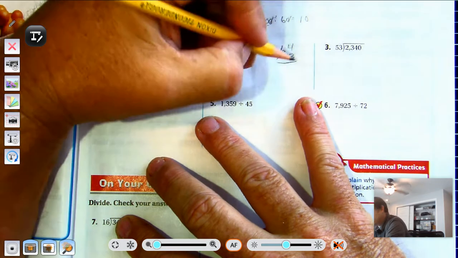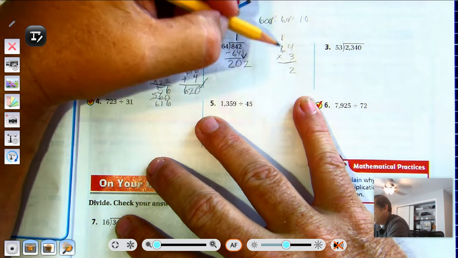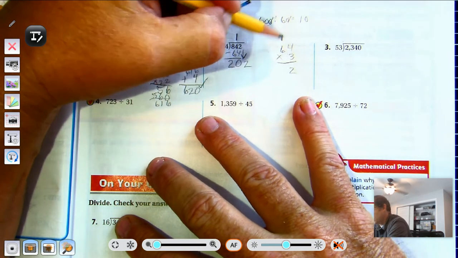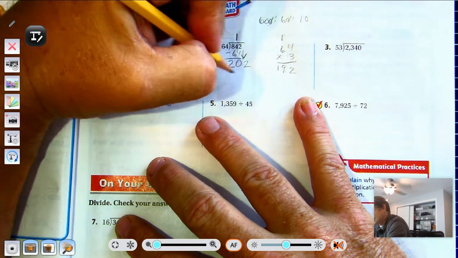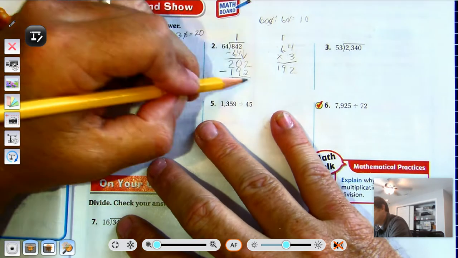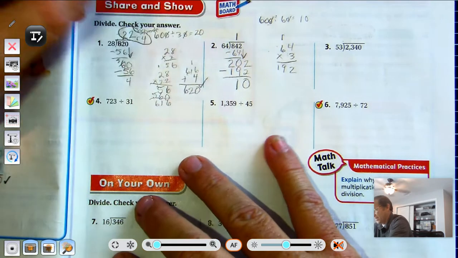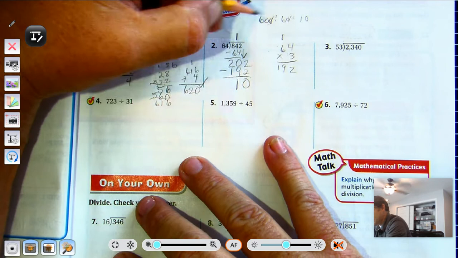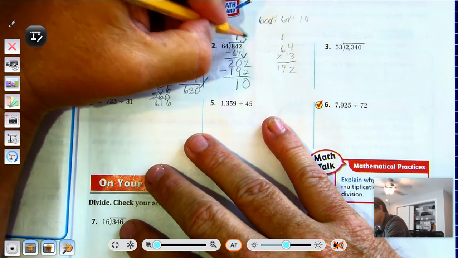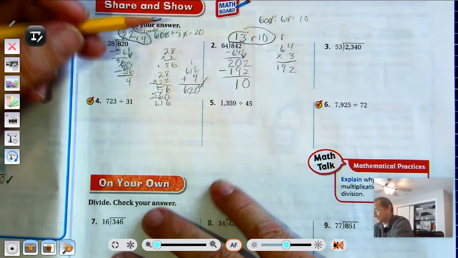3 times 4 is 12. Regroup that as 1 ten and 2 ones. 3 times 6 is 18, plus the regrouped 10 is 19. So 192 taken from 202. Well, 20 take away 19 is 1, right? So with the remainder of 10. So we're saying our answer is 13 remainder 10.